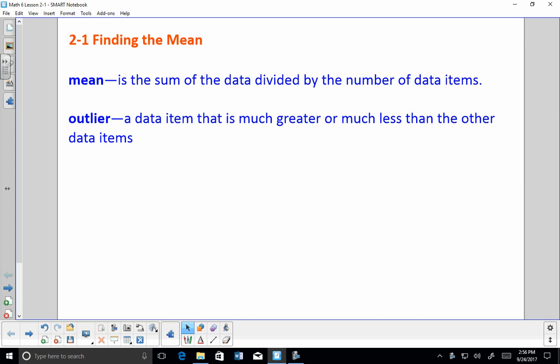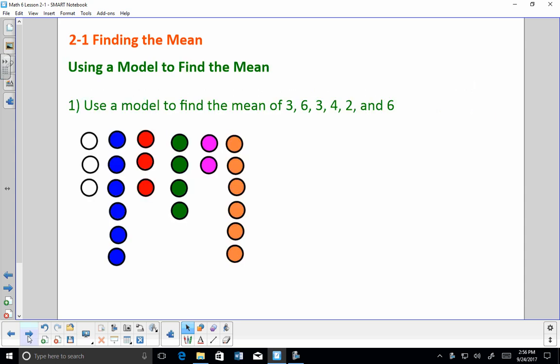Today, we're going to look at computing the mean in two different ways. The first way we're going to learn to compute the mean is to use a model. As you can see here, we have different colored dots representing the numbers that are listed. So if we're going to try to find a model to find the mean of 3, 6, 3, 4, 2, and 6, I have 3 white circles, 6 blue circles, 3 red circles, 4 green circles, 2 pink circles, and 6 orange circles. I want to try to make these equal because that's what the mean is. The mean is the average.